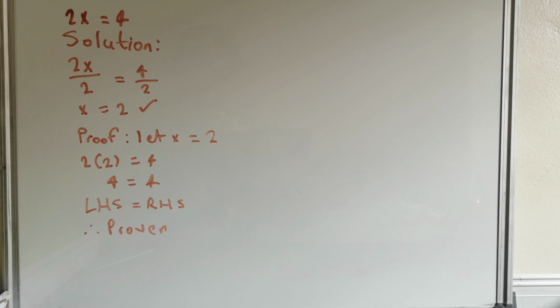Okay, that was simple. We had a problem statement with multiplication. We solved it using the inverse of multiplication, that being division, but more specifically we divided by 2 to isolate x on the left. To prove it, all we had to do was sub in x equals 2 to give us the answer 4 is equal to 4, and we proved it. We can apply the same logic when it comes to calculus.